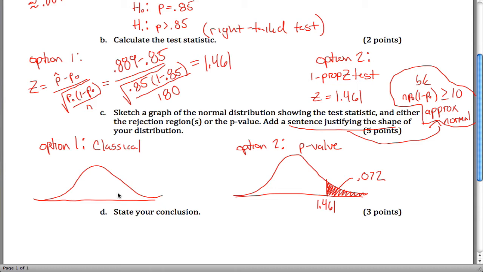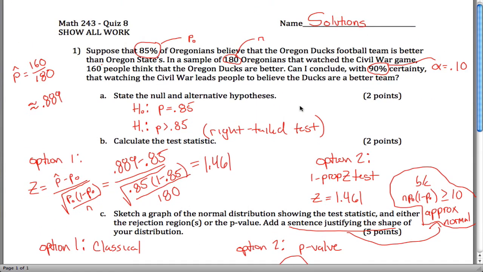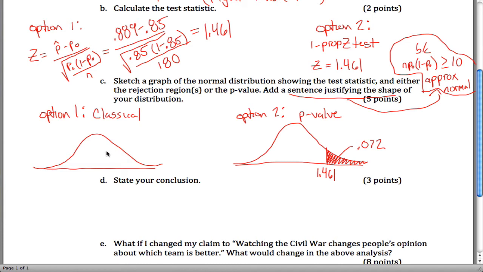Option 1 would be classical, where you first set up your rejection region. So you say we want 90% certainty, so this area right here is 10%. And then you can use your calculator and do inverse norm, 0.90, and you get that the critical value associated with 10% is 1.28. So this is your rejection region. Then you look at your test statistic, this 1.461, and that's in the rejection region.